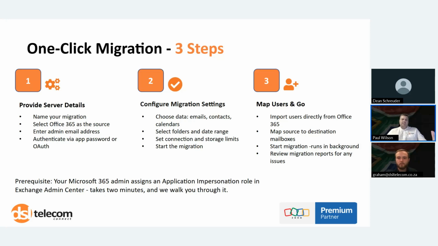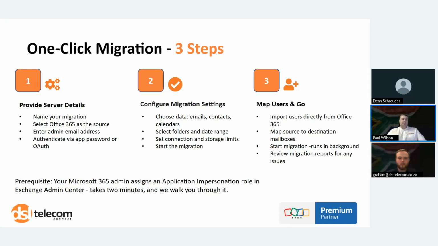An impersonation role in 365 allows the admin user or the admin login to go and interact as the individual users within the system. This is important because it means that the whole migration gets done from a single login without having to log into each user. And that's why it's the one-click migration.